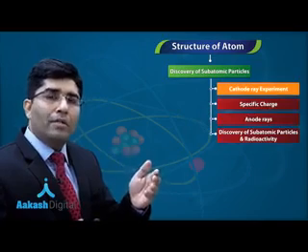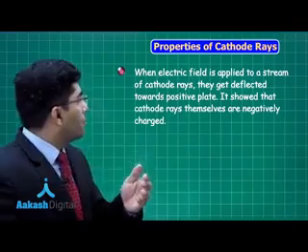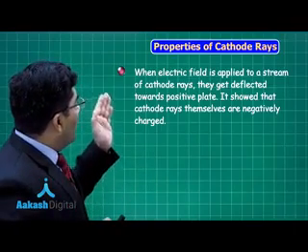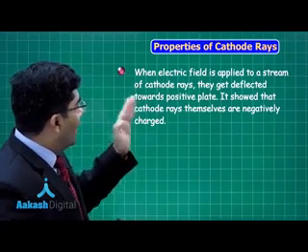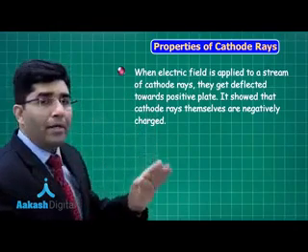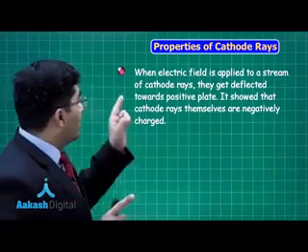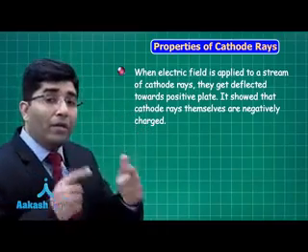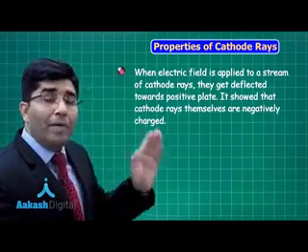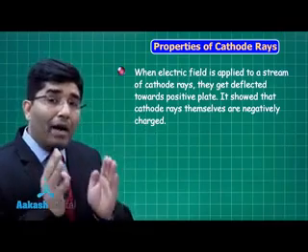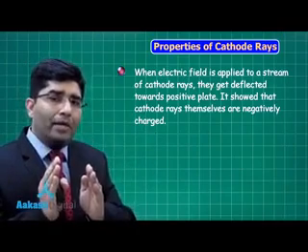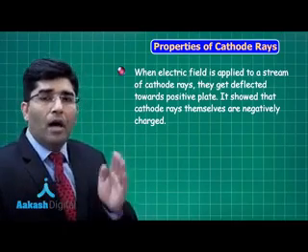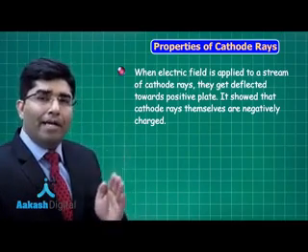Let's talk about its second property. When an electric field is applied to the stream of cathode rays, they get deflected towards the positive plate. Since they are deflected towards the positive plate, it means that they have a negative charge. The particles present in the cathode rays have a negative charge.